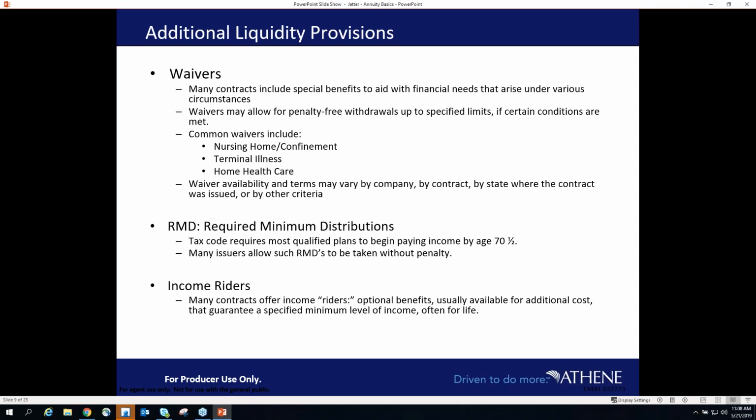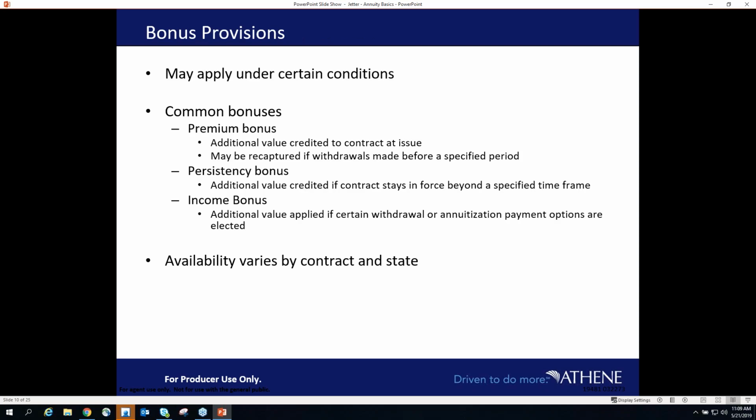And then we also have income riders on these annuities. Many contracts offer income riders. Those are optional benefits, usually available for additional cost, that guarantee a specified minimum level of income, often for life. So again, they're talking about those lifetime income riders, living benefits that are so popular today as riders on annuities. Let's talk now about some bonus provisions.